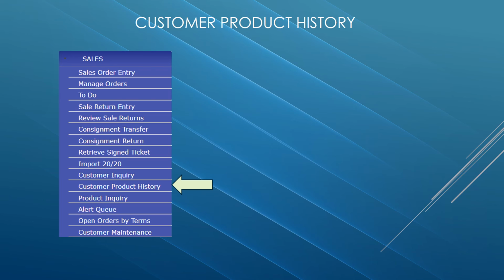When you click on Customer Product History, the window that comes up shows as Customer Product Inquiry, so don't get confused by it. This tool is used to display the products and pricing history of a specific customer.